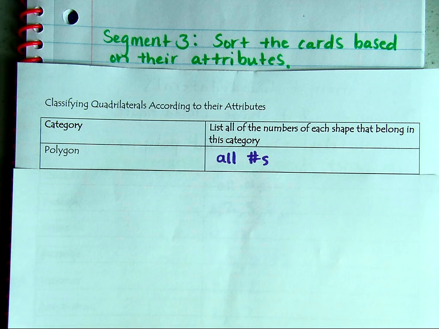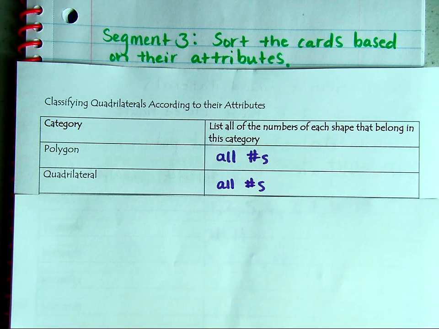Okay, now I'd like for you to sort through your cards again, this time pulling out all of the cards that are parallelograms. As you're sorting through the cards, ask yourself, what is a parallelogram? What are the attributes that would cause it to be put into this category?